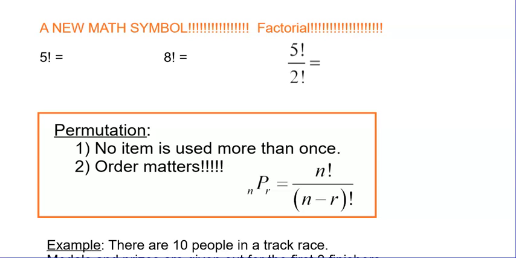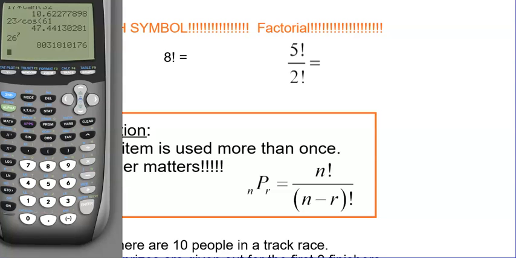All right, we have a new math symbol. It's called a factorial. It's the exclamation point. What it means is 5 times 4 times 3 times 2 times 1. Or 8 times 7 times 6 times 5 times 4 times 3 times 2 times 1. Now, you can literally do that, 5 times 4 times 3 times 2 times 1, and get your answer.